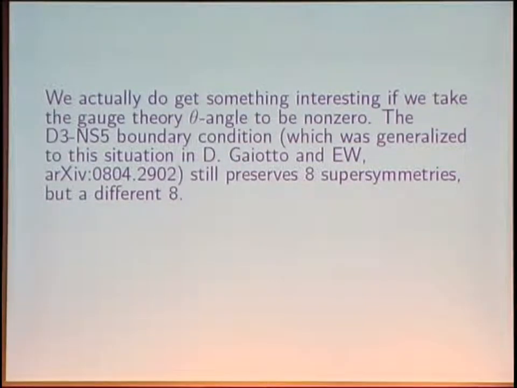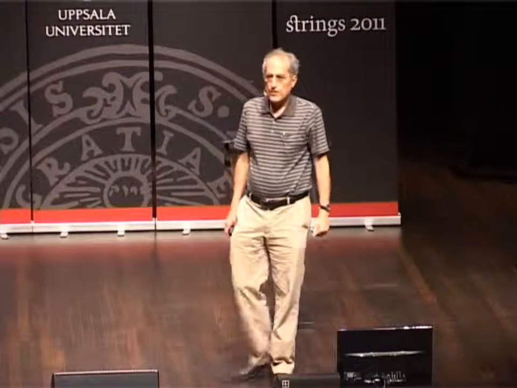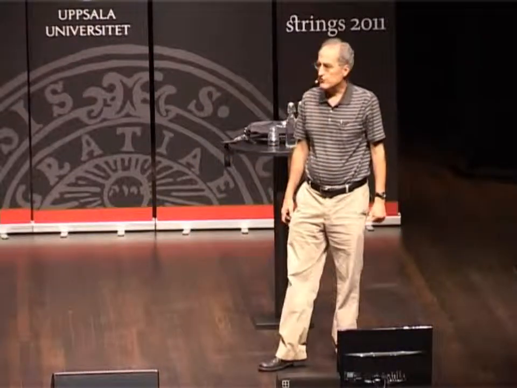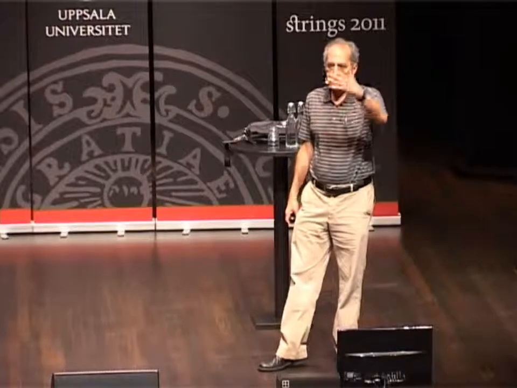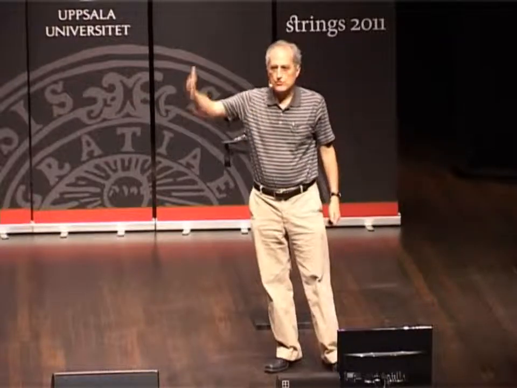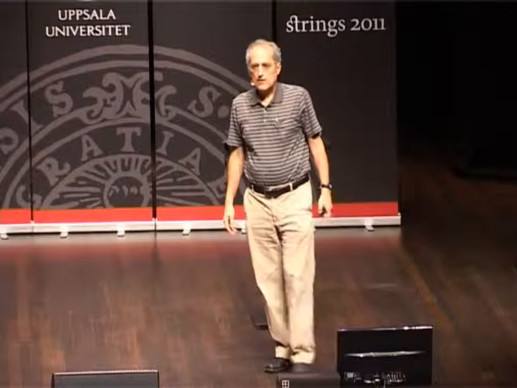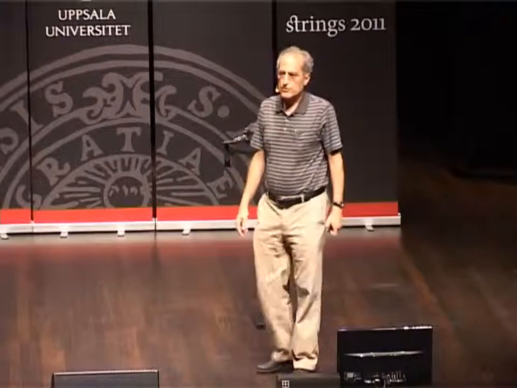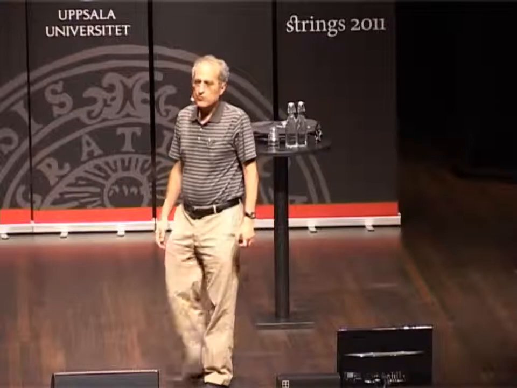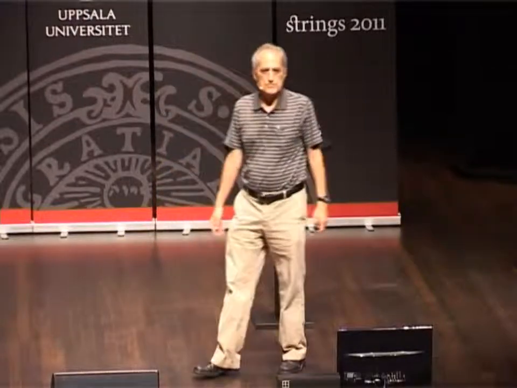The D3-NS5 boundary condition is then trickier, and there's a simple reason to explain why it's trickier. We're turning on in the bulk the QCD theta angle. So we're adding trace F wedge F to the Lagrangian. If we were on a closed manifold, that would be the instanton number, a topological invariant. On a manifold with boundary, it's not a topological invariant. Trace F wedge F in the bulk is like a Chern-Simons interaction on the boundary. So we're trying to supersymmetrize a Chern-Simons interaction in a situation where there are supposed to be 8 supersymmetries.